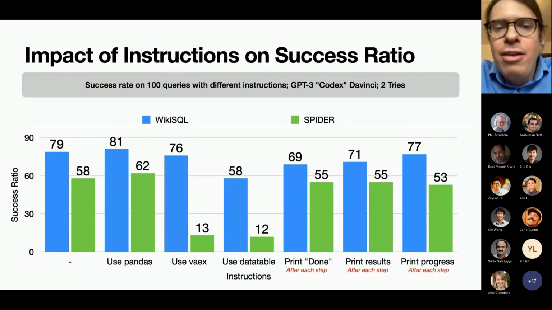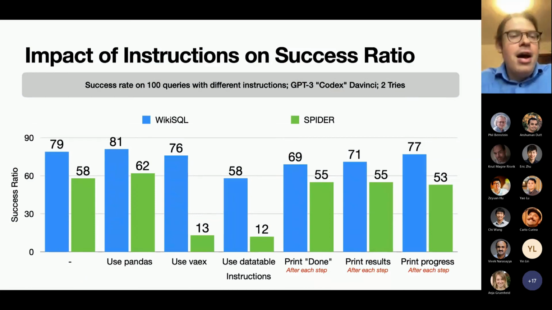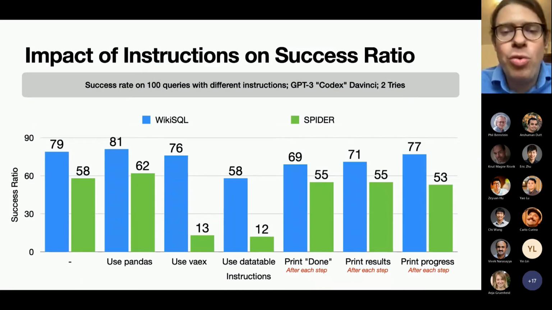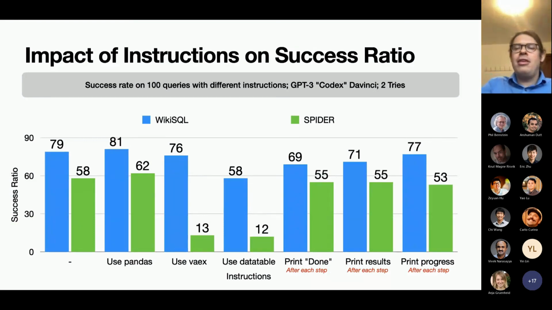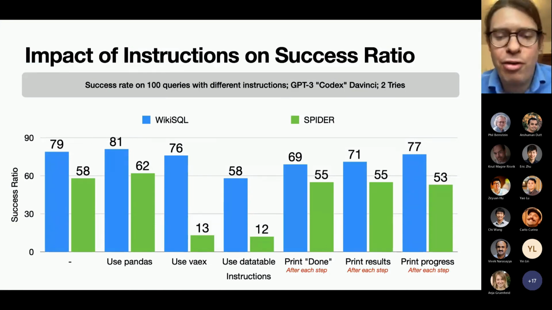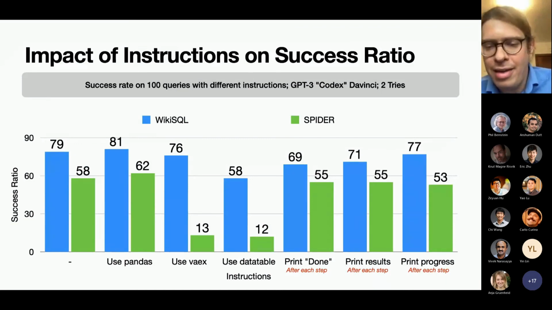So here now I'm presenting results for WikiSQL, but also for the Spider benchmark, which is much more complex and includes, for instance, joins. You see the success ratio on the y-axis, and on the x-axis, you see different customization commands, very slightly shortened. For comparison, on the left-hand side, I have the results if we don't have any customization, no additional instructions. After that, the next 3 results are asking the system to use a specific library for data processing: pandas, vaex, and datatable.